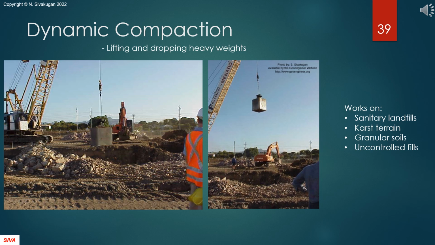This is from Townsville, Australia. A heavy weight of about 10 to 30 tons is lifted by a height of 10 to 30 meters and dropped, repeatedly, pounding the ground. Dynamic compaction works well on karst topography with sinkhole caverns underneath, sanitary landfills and uncontrolled fills.